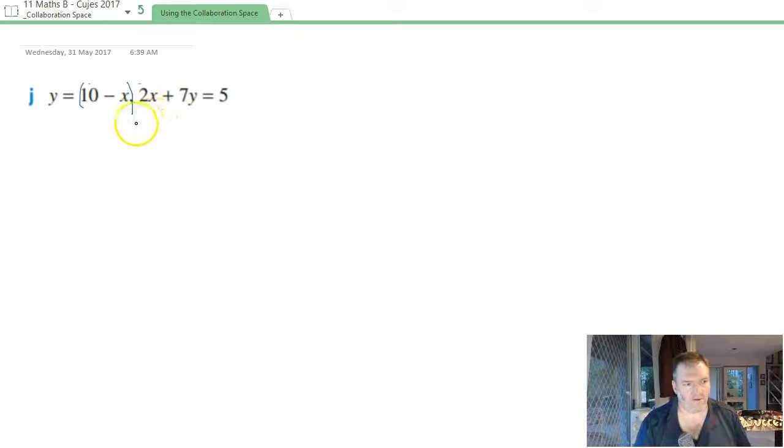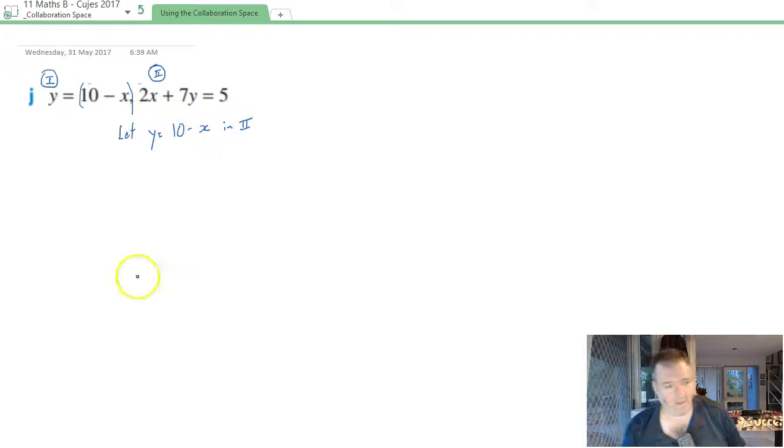So all we're going to do is, in the second equation, I'm going to say let y equal 10 minus x. And I'll say in number 2, and it's always good to just label your equation so that when someone's marking it, particularly if you're doing an external exam, you've made it easy for them to give you the marks and to follow your workings. That's always a good idea.